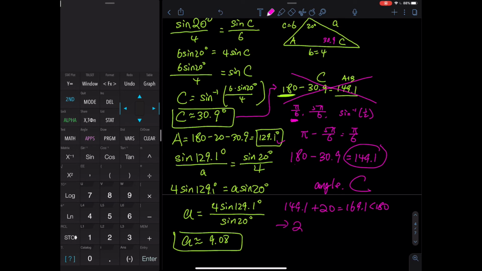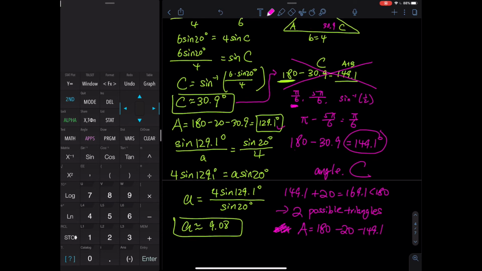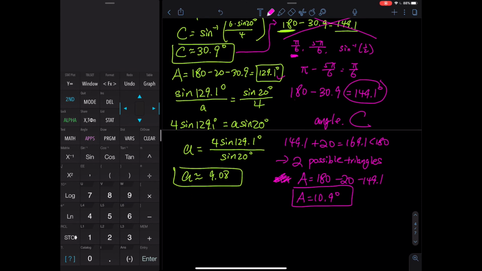So that tells me there are two possible triangles. Where is the other possible triangle? We are using C, so this is an angle measurement for C. Actually, let's find A first. Don't worry about the sine. So A equals 180 degrees minus 20, that is B, and then you subtract C, 149.1, which equals 10.9. Now I have my angle measurement for A, and then you apply the law of sine.